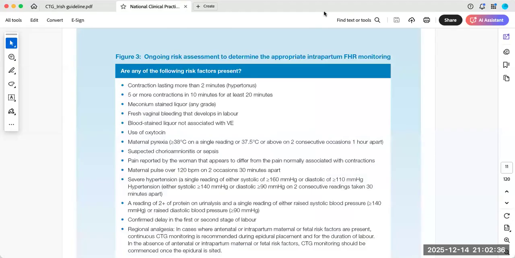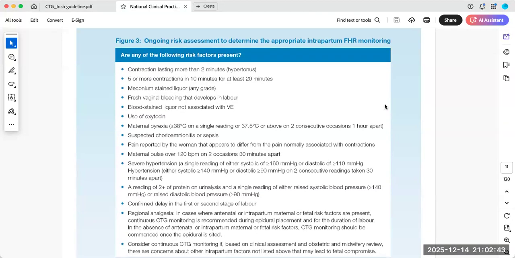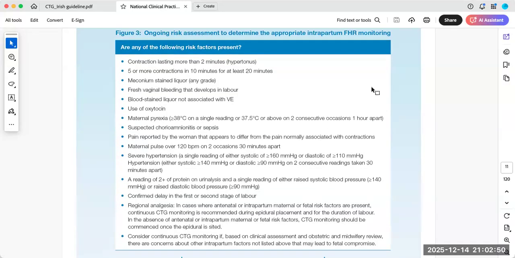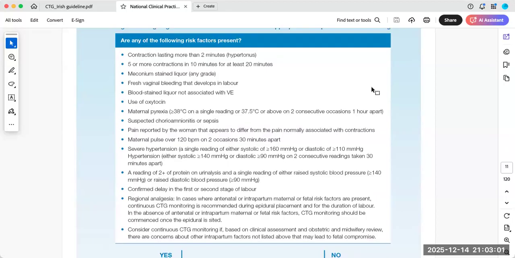What about the ongoing risk assessment? This is to determine the appropriate intrapartum fetal heart rate monitoring, and this is assessing risk factors during labor, like, for example, excessive contractions or hypertonus, which is a contraction that lasts more than 2 minutes, having also 5 or more contractions in 10 minutes, meconium stained liquor at any grade, or fresh vaginal bleeding, and blood-stained liquor not associated with VE, use of oxytocin, maternal pyrexia, or suspected sepsis, severe hypertension, or increased pulse, or proteinuria in labor, or use of regional analgesia or confirmed delay.